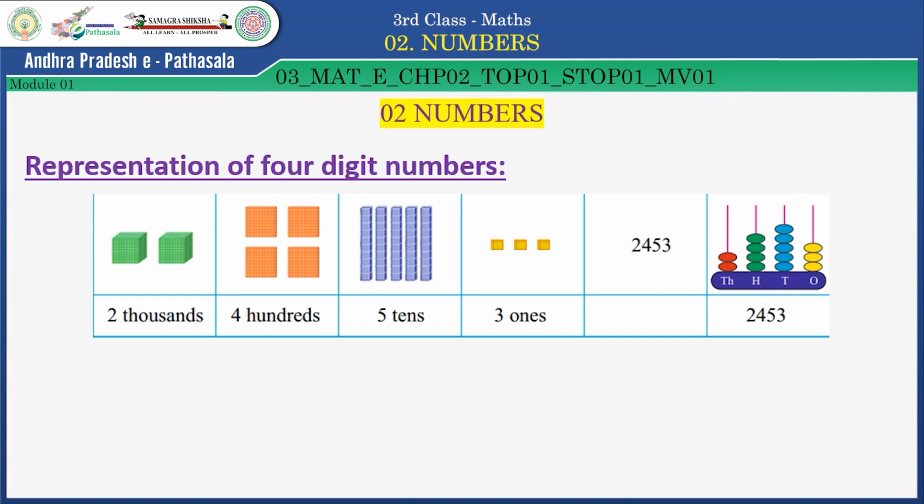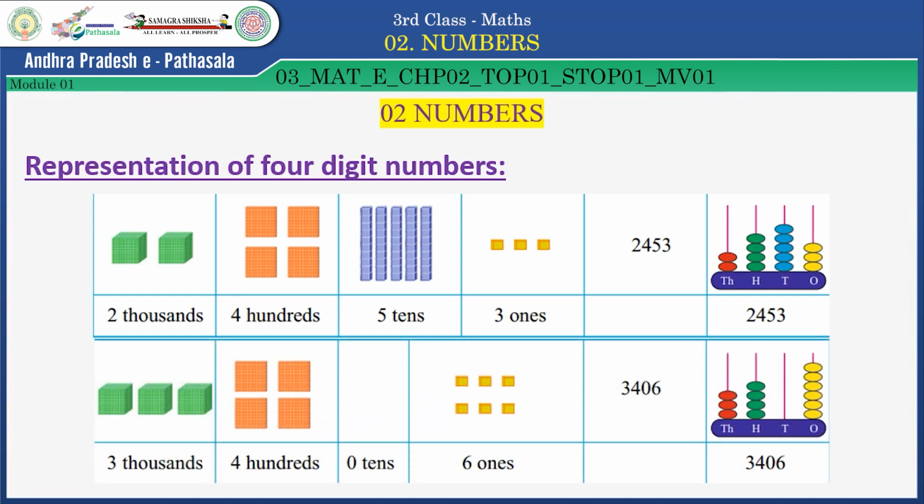Similarly, the second number 3406 has 3 in thousands place, 4 in hundreds place and 6 in ones. So, it must have 3 beads in thousands place, 4 beads in hundreds place, no bead in tens place because there is 0 in tens place and 6 beads in ones place of abacus.